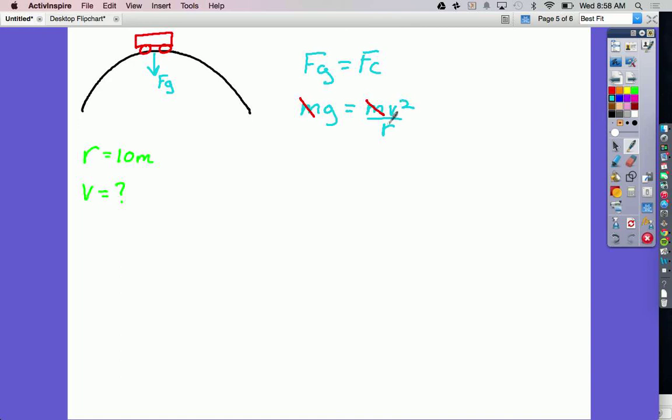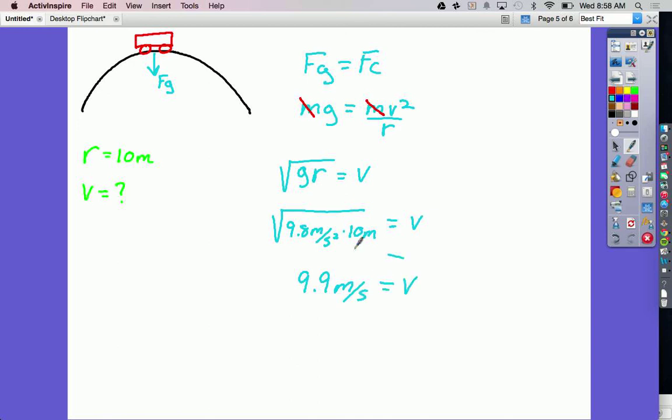I just have to multiply r over, and I get gr on the right side equals v squared, but I don't want v squared, so I take the square root of that left side. So it's the square root of 9.8 meters per second squared times the radius of the hill, which was 10. And when I plug into my calculator, I find that the magic speed for this particular hill is 9.8 meters per second. If you go that speed or faster, your car will become airborne. Any slower than that, and your car will not lose contact.